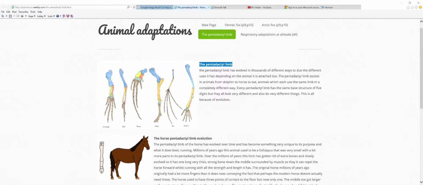Basically what they're showing is that because they're similar to the human hand, they must all have a common ancestor at some point. But because they use their hands and their arms in different ways, they're going to look different. That's the idea behind pentadactyl limbs and evolution by common descent. And that's the higher section over. You guys can stop watching now.